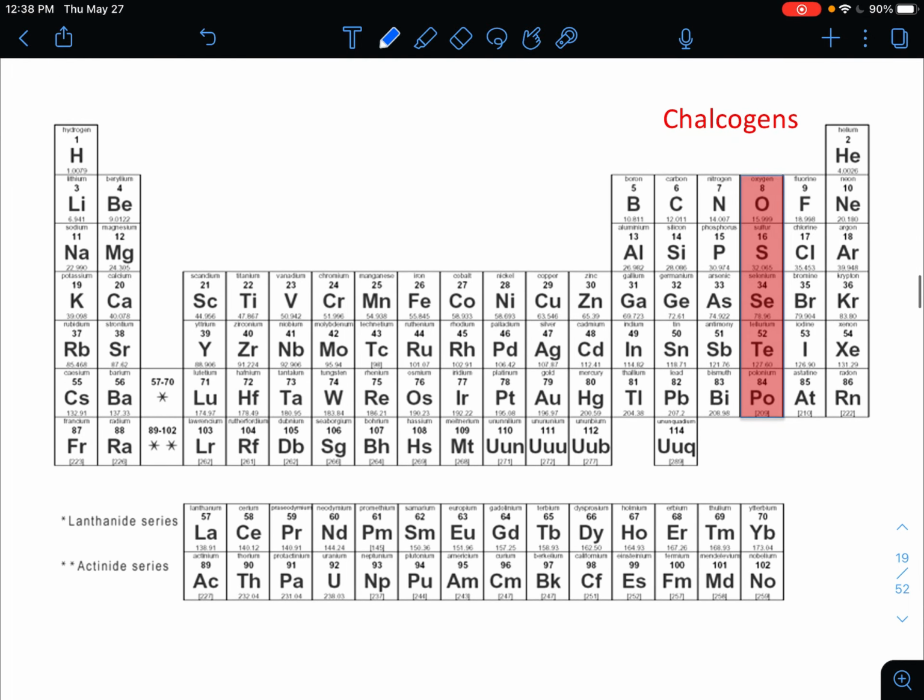And then the last group name that we're going to talk about, and I use this once in a while, but I think it shows up in the text a bit more often, is chalcogen. And the chalcogens are the column to the left of the halogens. So this is oxygen, sulfur, selenium, etc. I think that's tellurium, yeah, and polonium.